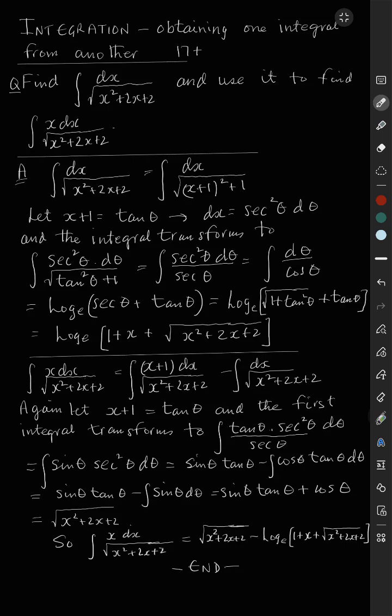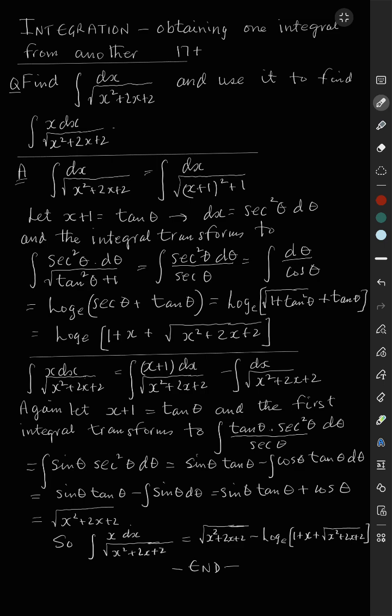Right, so let's deal with the first integral, dx over square root x squared plus 2x plus 2, and write the radical as x plus 1 squared plus 1, and then make the substitution x plus 1 equals tan theta. So dx is sec squared theta d theta, and the integral transforms to the integral sec squared theta d theta over the square root of tan squared theta plus 1, which is sec squared theta, and when you square root it, it just becomes sec theta.